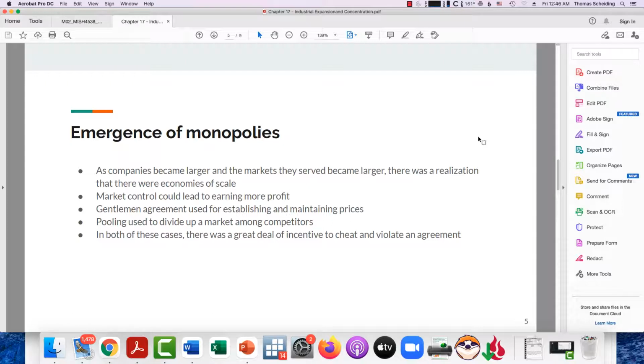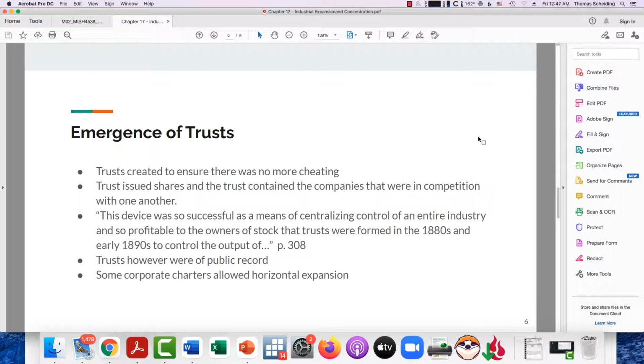In either case, especially with the pooling, which comes to be the dominant way that this is done, you see these firms trying to come to some sort of nice agreement about how the market's going to be divided, but then no firm actually listening to each other and doing what they said they were going to do. So because of all this cheating, what emerges in this time period are trusts.